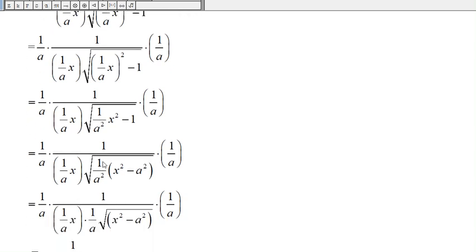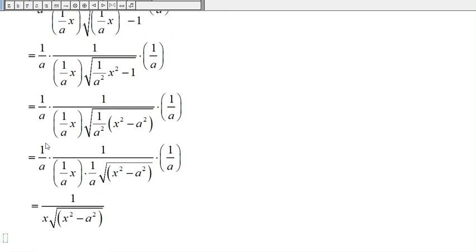The square root of 1 over a squared is 1 over a. 1 over a dividing by 1 over a is 1, so we get 1x. 1 over a dividing by 1 over a is also 1. So what's left is 1 over x times the square root of x squared minus a squared.